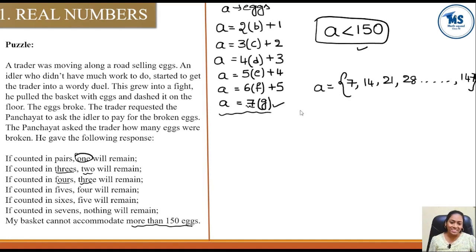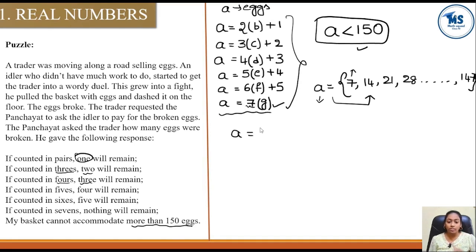Multiple of 7, not factor. So our A, number of X, is any number in this set. So how do we find the exact value of A? You should do this by trial and error method. You take 7, the first number, and check with all these equations if 7 can be written in all these forms or not. I'll show you. Let's take the first equation.